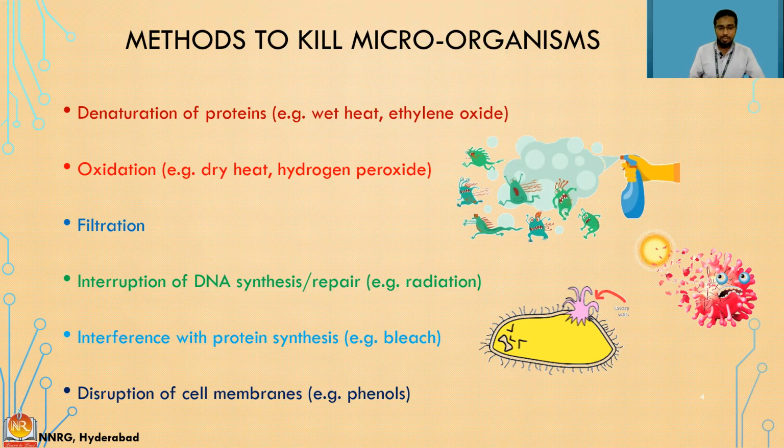So the first can be denaturation of proteins, and for that, wet heat and ethylene oxide are used. So we'll be seeing what the wet heat method is and how ethylene oxide contributes in sterilization methods. Next is oxidation. When I say oxidation, always remember production of free radicals of oxygen.